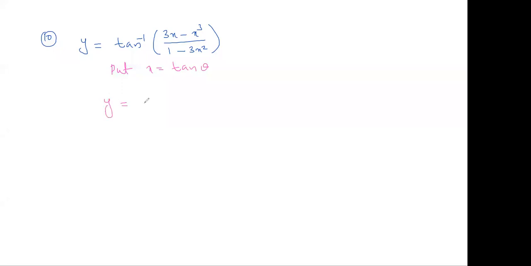So your function will become y is equal to tan inverse of (3 tan theta minus tan cube theta) divided by (1 minus 3 tan square theta). That is tan inverse of tan 3 theta. And this you studied last year. That's why I told you that the most important chapters are trigonometric functions and limits and derivatives from the 11th class. And tan inverse tan x is x, so this is equal to 3 theta.